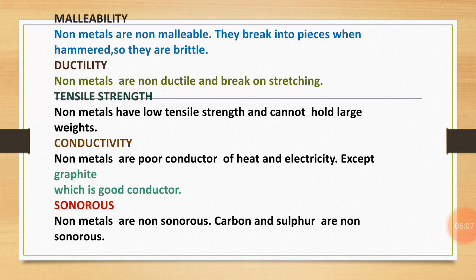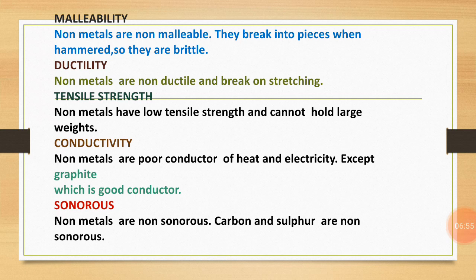Next is about tensile strength. I have told you what tensile strength is. Non-metals have very low tensile strength, so they can easily break and they cannot hold large weights, while in case of metals we have seen that they have high tensile strength and can hold large weights. High tensile strength means they can bear large weights, and low tensile strength means they cannot bear large weights.